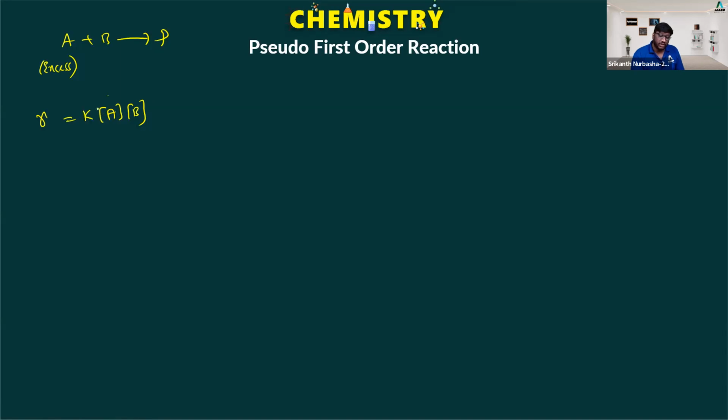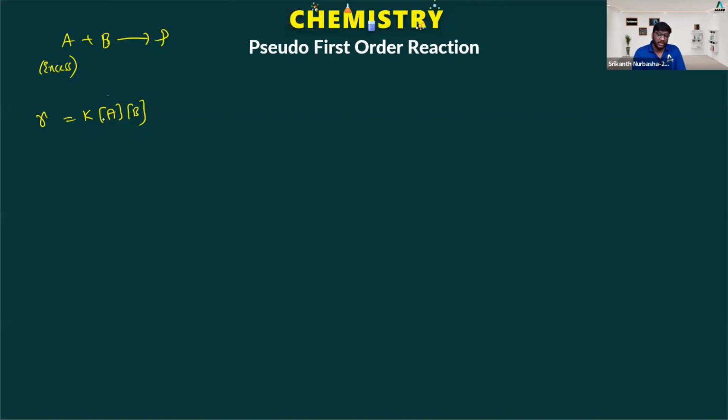Since the concentration of A is in excess, like the ocean, if I remove some glass of water from the ocean, will the concentration of the ocean change? No, sir. Same thing happened here. A is in excess. Some amount of A will be reacting with B, but does the concentration of A change? No, sir. Although the reaction is happening, since A is in excess, its concentration will not change greatly.